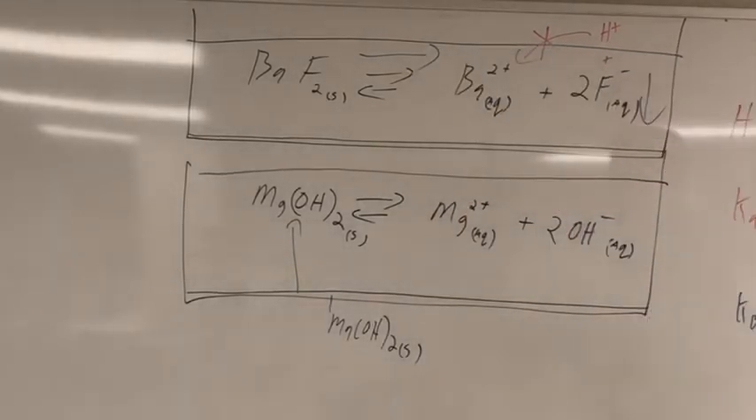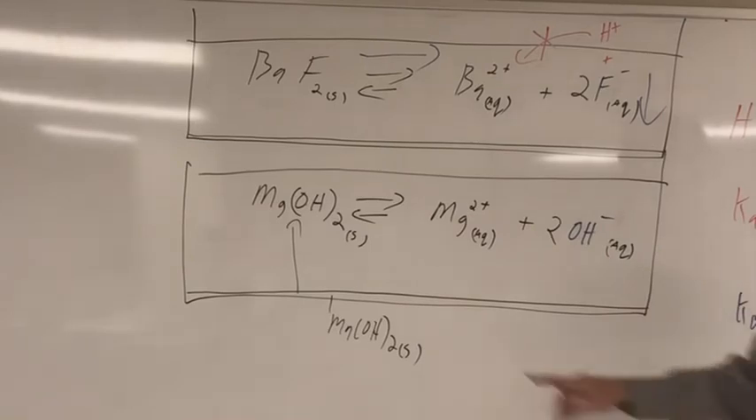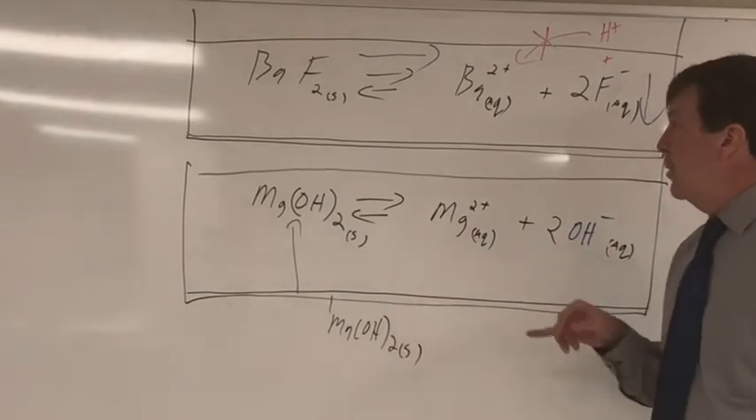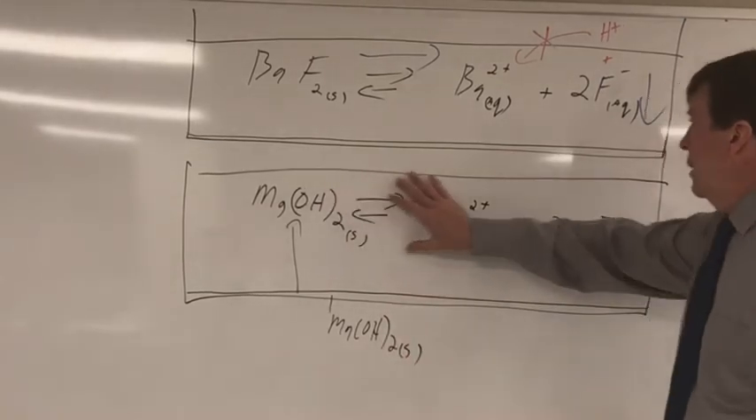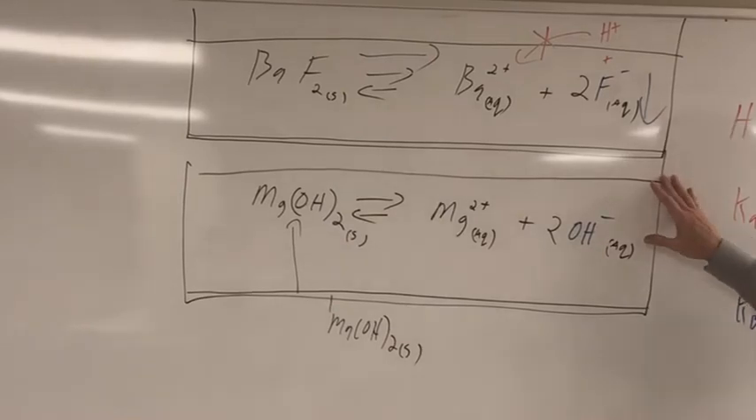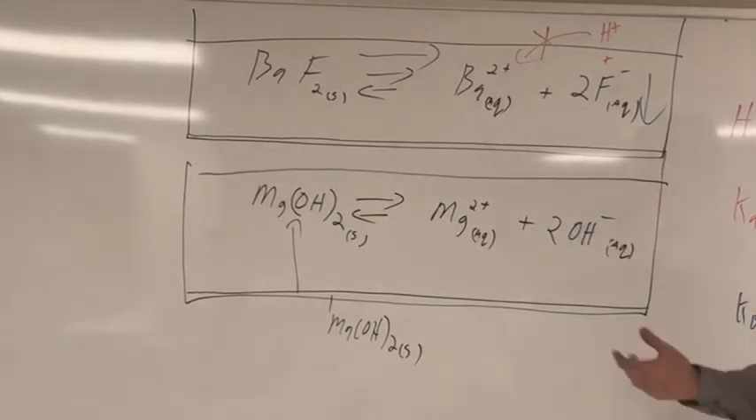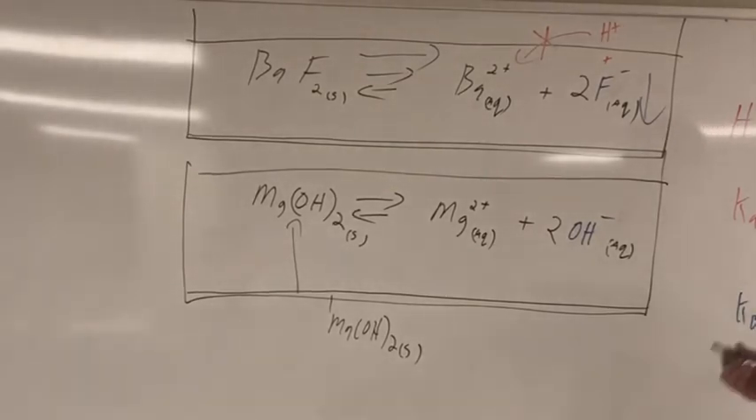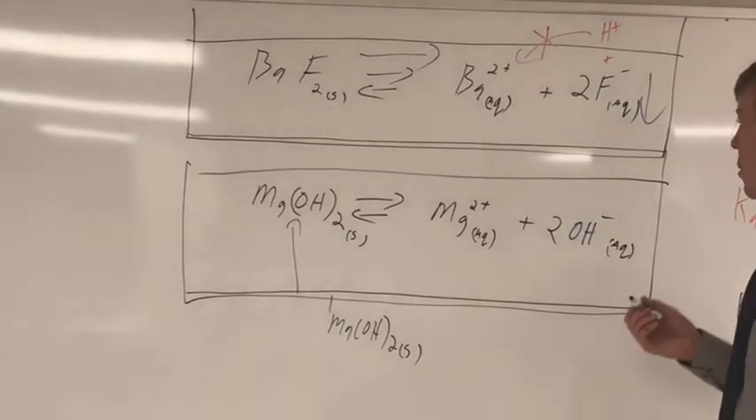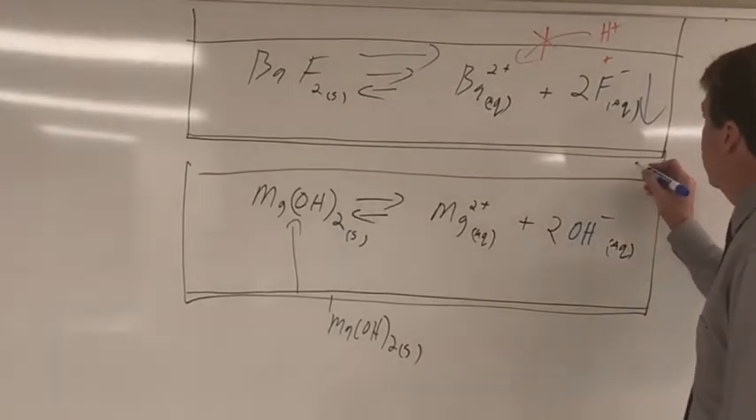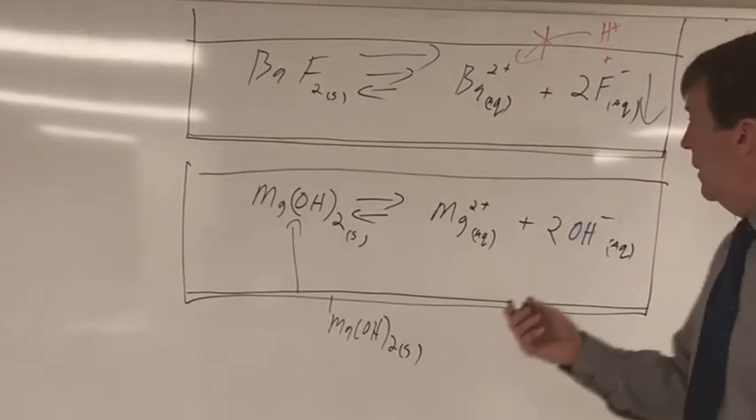All right, so here's my saturated solution. Here's my solid magnesium hydroxide. Notice here's the equilibrium written out in a more traditional way. If we're going to add a base, what's that going to do to the solubility? Well, let's see here. So let's add a base, sodium hydroxide, let's say.